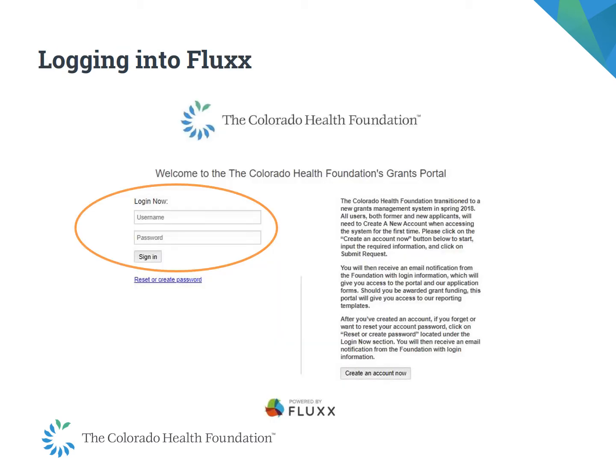Once you've received your login credentials from the Foundation via email, you'll return to the grantee portal to log in, using the option at the left of your screen. Enter your username and password and click on Sign In. Note that this is also where you'll come to if you ever need to reset your password. While Flux will work with all web browsers, it's recommended that you use Chrome for the best experience when completing and submitting your application.